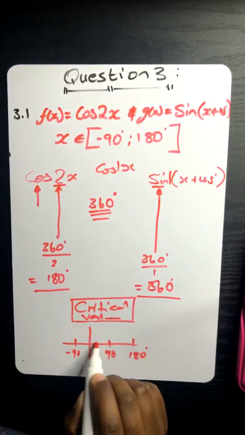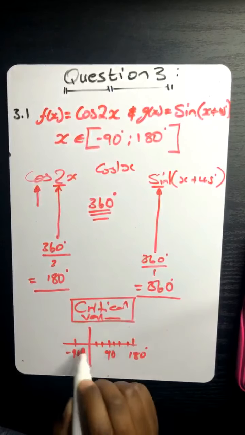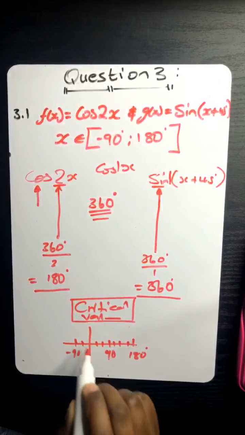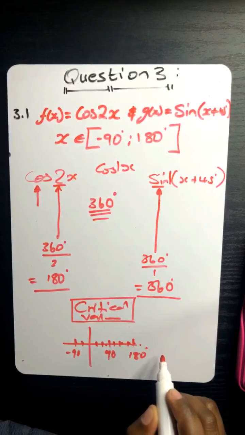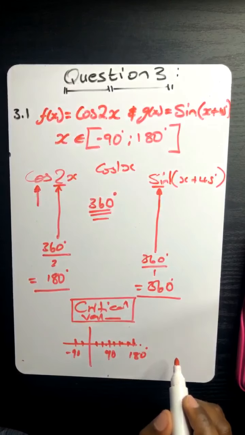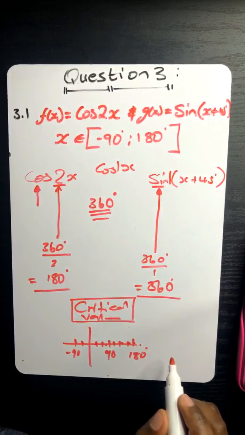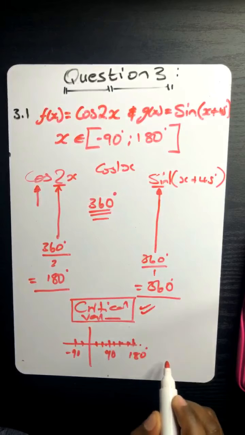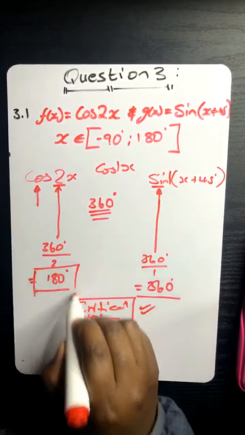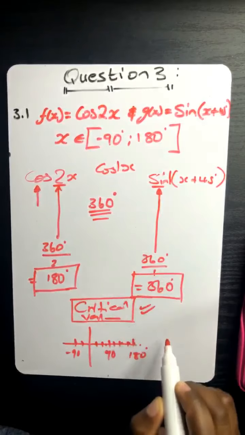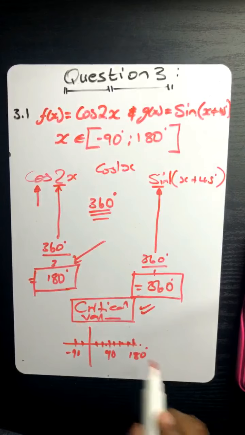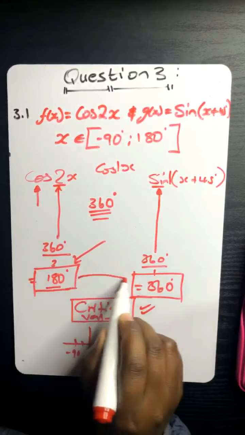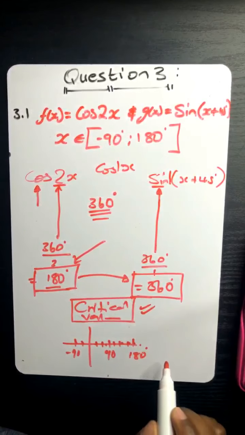So you will need those values in between. These are what we call the critical values, because you use them to accurately plot your function. Very, very much important, ladies and gentlemen. So now, how do we find the critical values? Between these two periods, you need to make use of the smaller one, because if you use the smaller one, automatically it is going to accommodate the other.